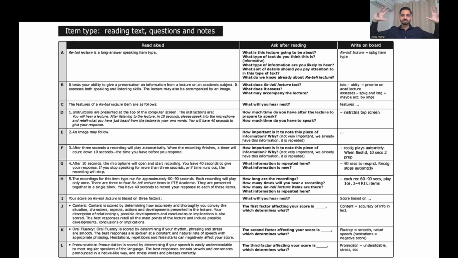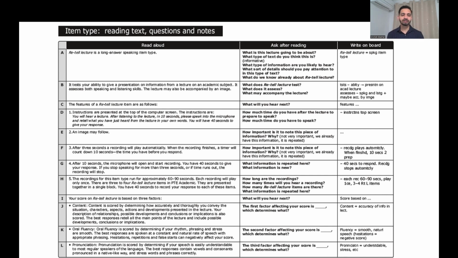Now, here is a big chart, and I wanted to go through it with you in terms of when you're listening to a lecture like this. For example, this lecture is about Retell lecture, and I'm introducing the Retell lecture in a way that you imagine that this is a recording that you're listening to. When we listen to this, or after reading, we should be asking ourselves these questions on the right, and these are some of the things that you can spot from this lecture.